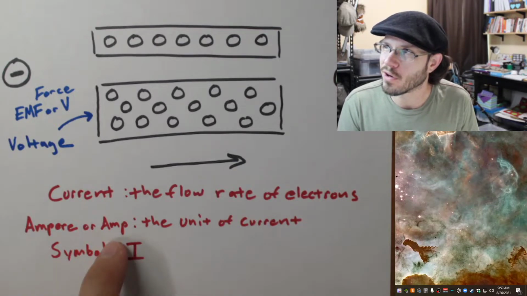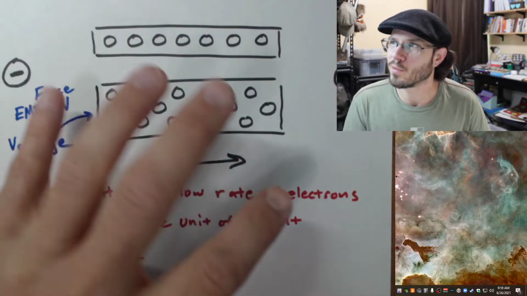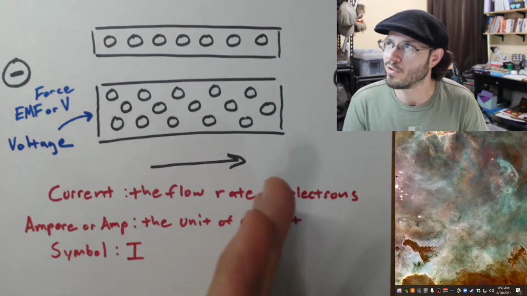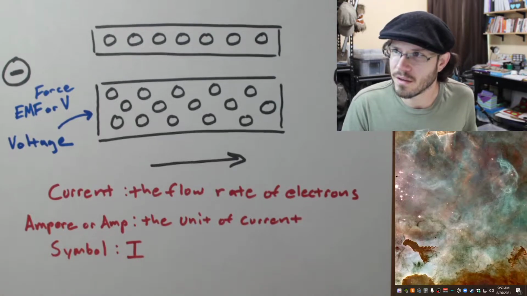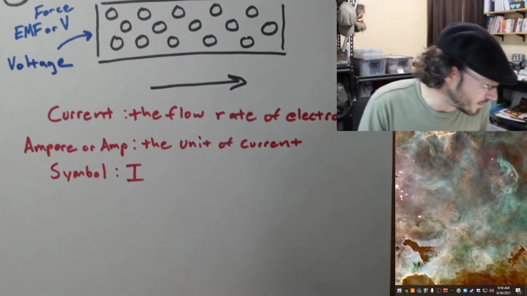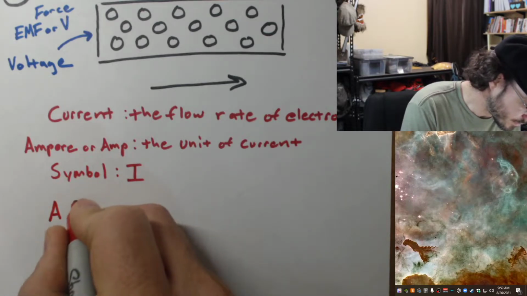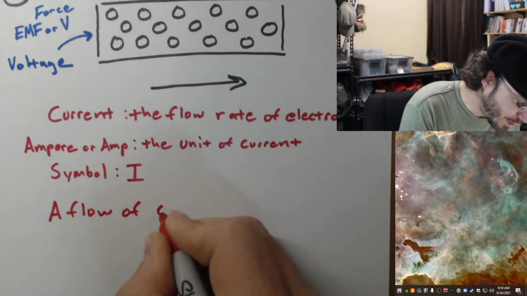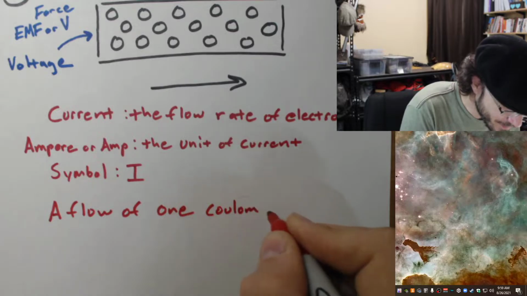1 amp of current. Is that a lot of marbles? Is that a little bit of marbles? We're going to go ahead and describe how many of these marbles are moving using a definition. A flow of 1 coulomb.